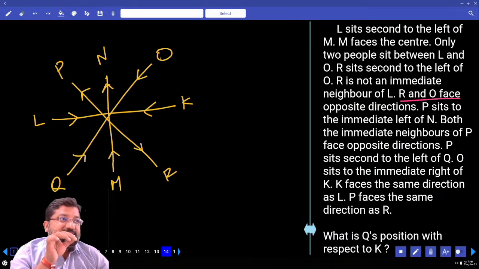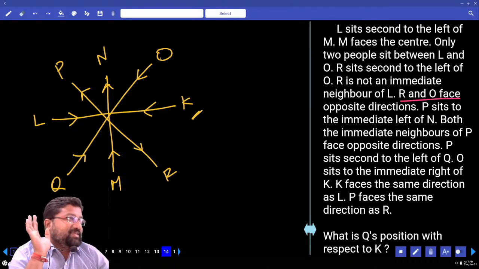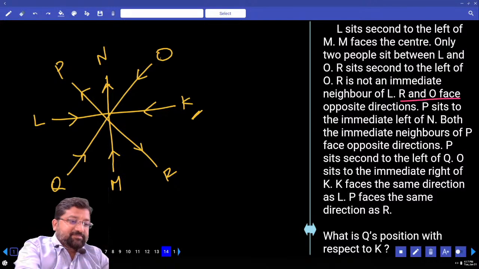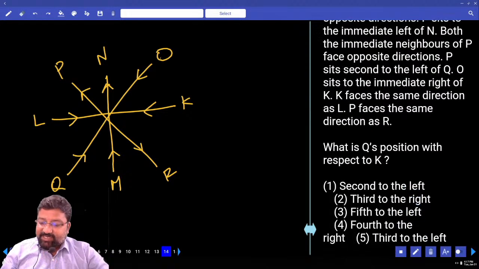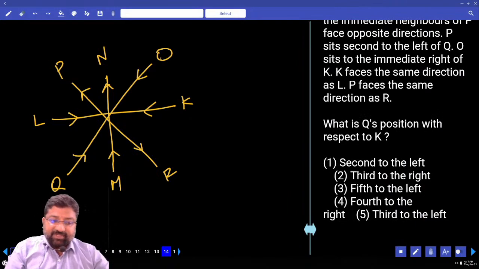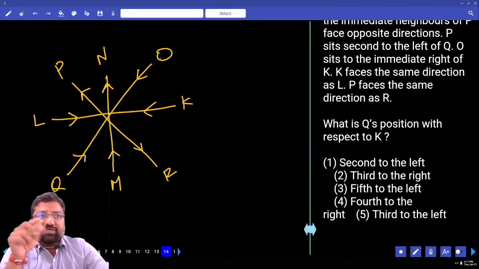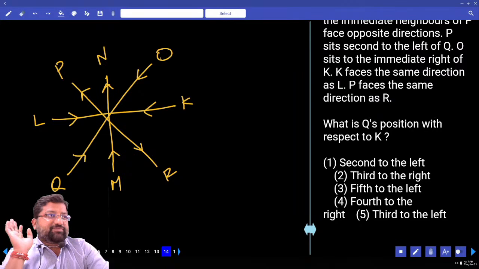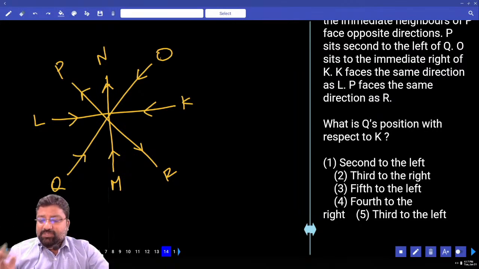Every point is interconnected, but what changed the way of the system? Once we came to K, the whole story changed. Is this clear? So don't be in a hurry. Stay calm, stay cool. In small questions, somewhere or the other you find one small clue which will change the whole story of the approach to the question. Clear? What is the first one?